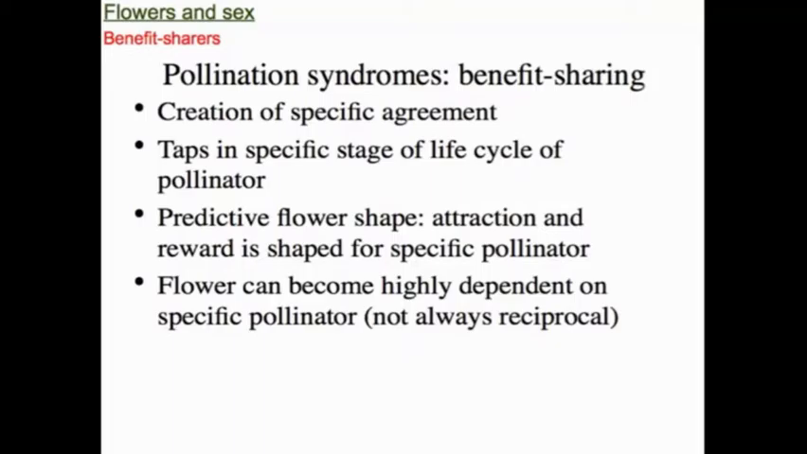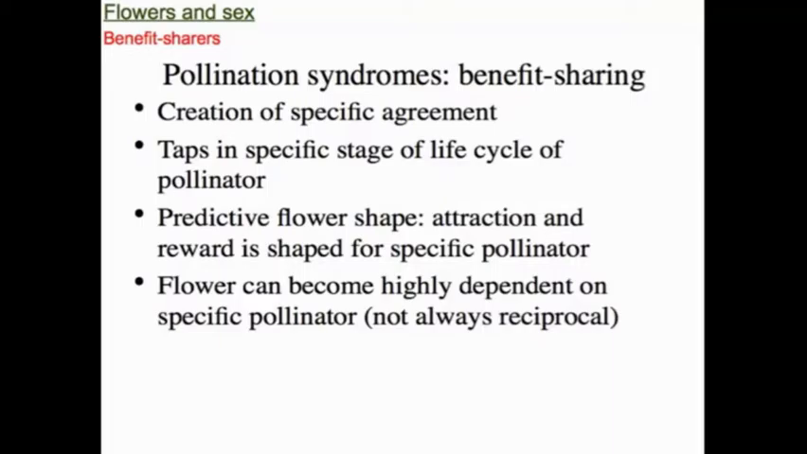What is also interesting is that these specialist flowers, this interaction with the insects, will create a predictive flower shape. Just by looking at the flower, we can predict what sort of insect will go to these flowers and will pollinate them. So basically, it's a dangerous system also, because flowers become highly dependent on the specific pollinator. So if the pollinator goes away, the flower lacks all possibilities to be pollinated, basically.